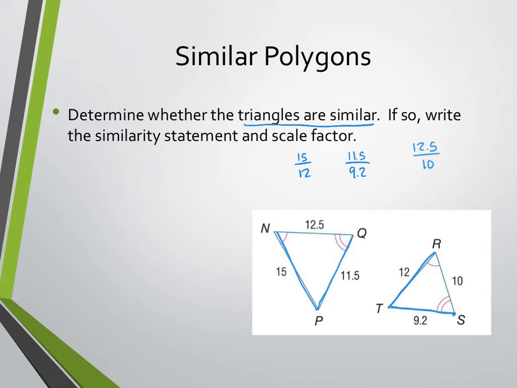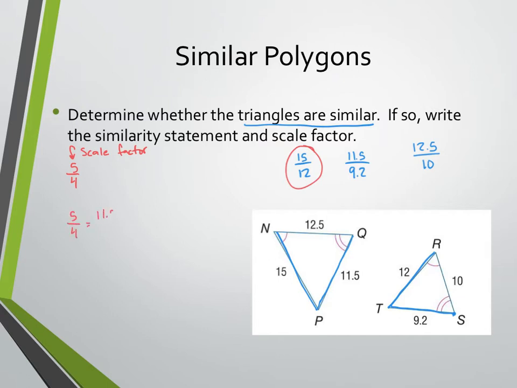I want to pick one of these to simplify and make my scale factor. I'm going to pick this one because the numbers are nice. The reason why I'm picking this one with nice numbers is because I can simplify this and get smaller numbers. And whenever you can, give yourself smaller numbers to work with. So I can simplify this by dividing by 3, which gives me 5 over 4. This is my scale factor. 5 over 4 is my scale factor. I'm going to compare these other two ratios to 5 over 4.